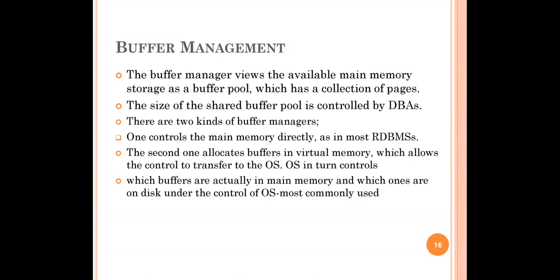So here the buffer is the person who controls the main memory. The main memory has to give access rights to the buffer, and according to the access rights, the buffer will take the data from the secondary storage. So that is one type.